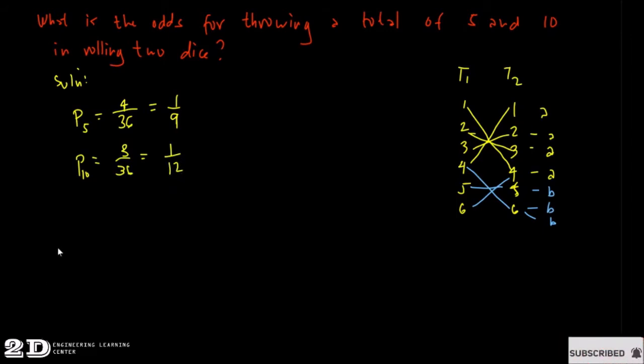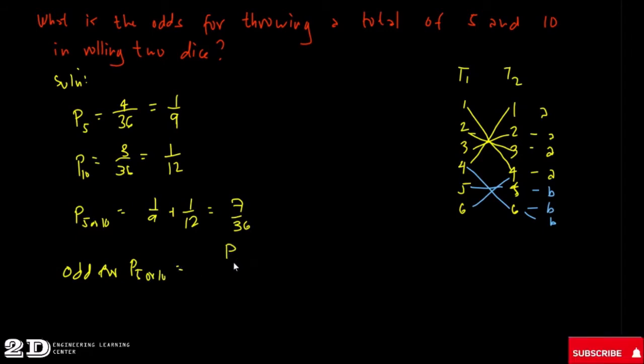So the probability of getting a total of 5 or 10, so that will be 1 over 9 plus 1 over 12, and this will be equal to 7 over 36. So the odds for P(5 or 10) will be P(5 or 10) over 1 minus P(5 or 10), so we have 7 over 36 over 1 minus 7 over 36.